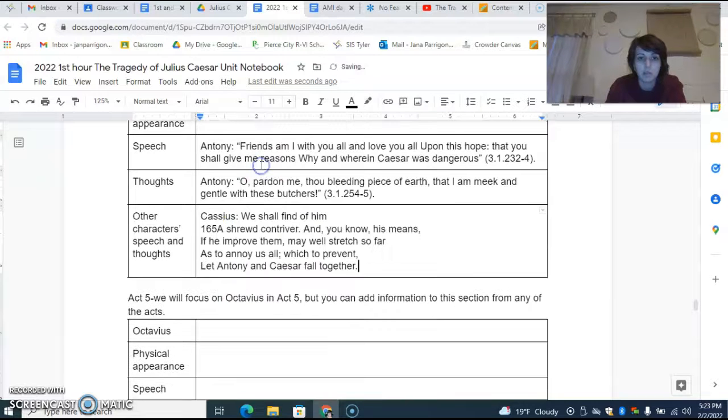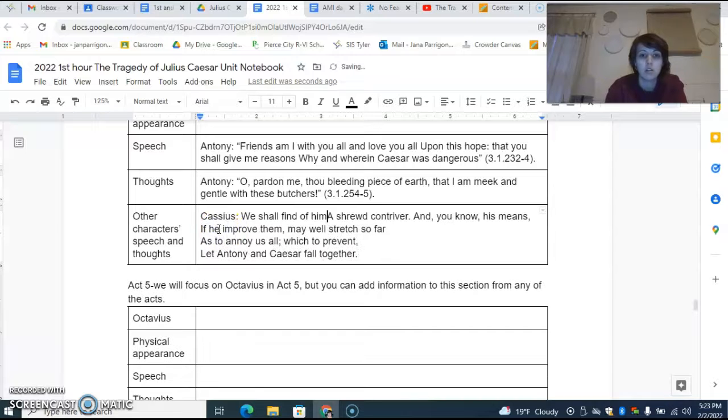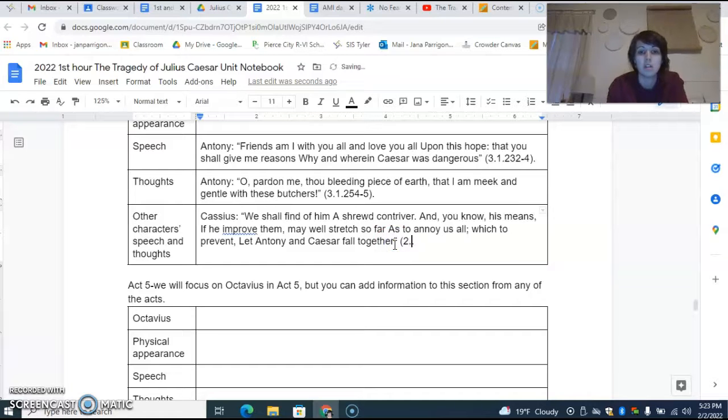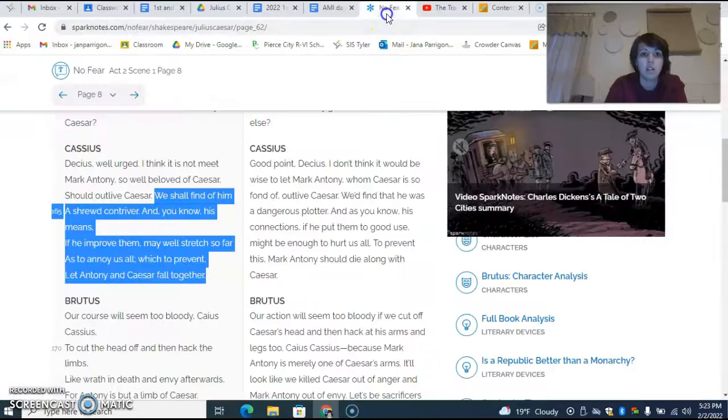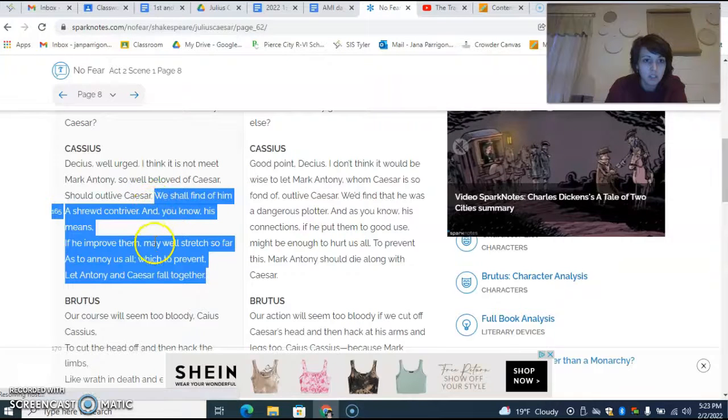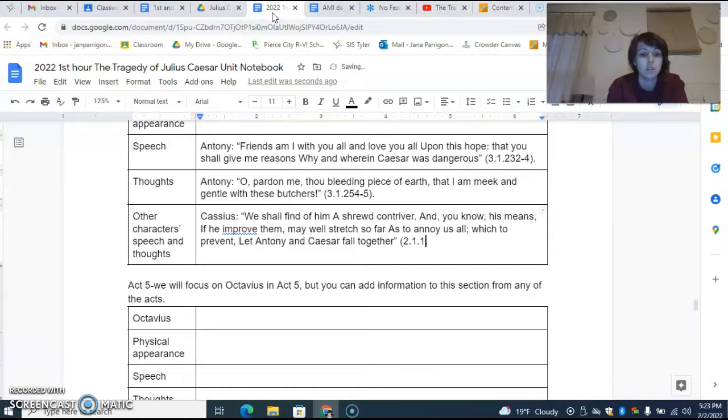I hit paste without formatting. There we go. Take out the line numbers. It's fine if you have capital letters in the middle of it. It's not a big deal. It's just where the new lines start on Know Your Shakespeare. So this is from Act 2, Scene 1, lines 164 through 168.